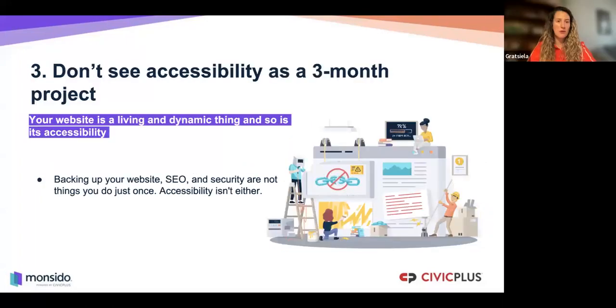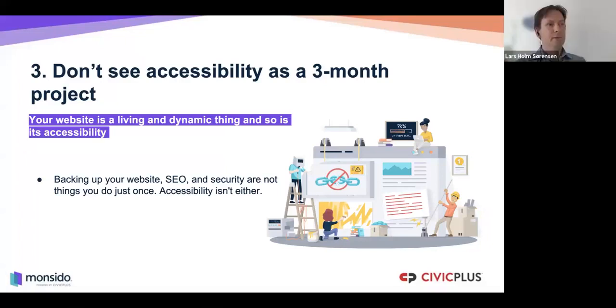And if we should step to the next one, yeah, number 3. So don't see accessibility as a 3-month project. Just be realistic. Your website is a living and dynamic thing, and so it is with your accessibility. Yeah, and this one is a little bit of a follow-up to the other one, but with a slightly different perspective.